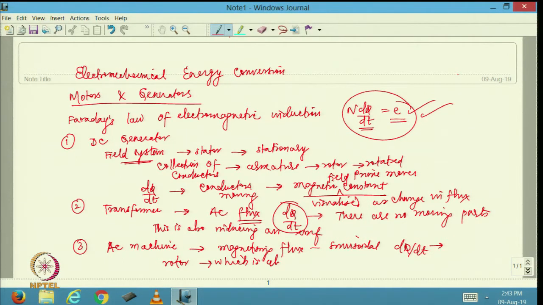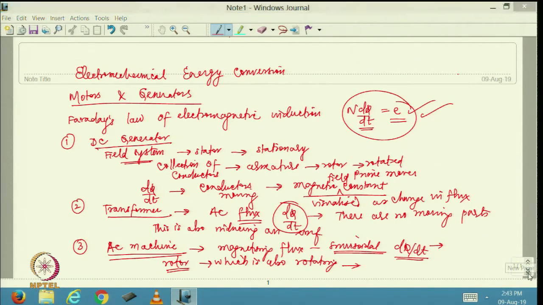So, if you look at a synchronous machine, you are going to have a flux which is DC flux, whereas if it is an induction machine, you are going to have a sinusoidal flux. So, we can have simultaneously a rate of change of flux because of sinusoidal flux, as well as we can have a rotor which is visualizing the flux as a rate of change of flux because the rotor position itself is changing. So, we can have simultaneously transformer action as well as DC generator action. That is what happens in an AC machine.